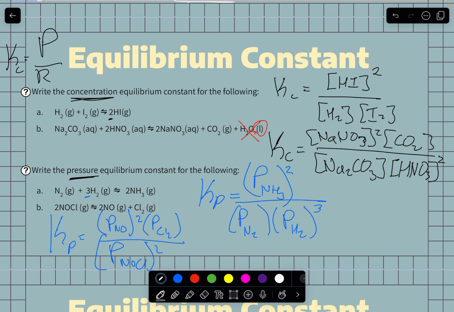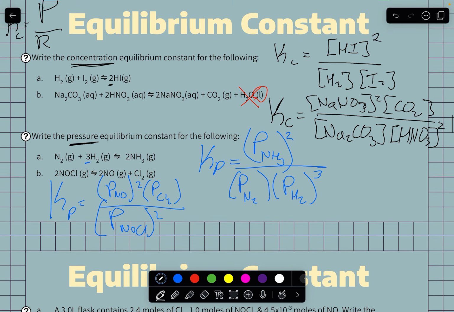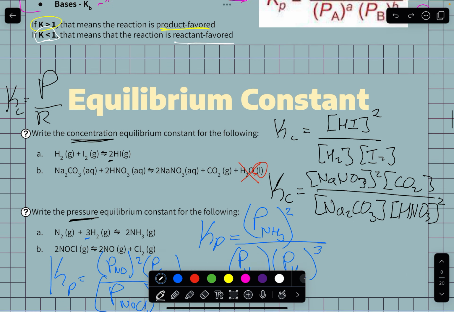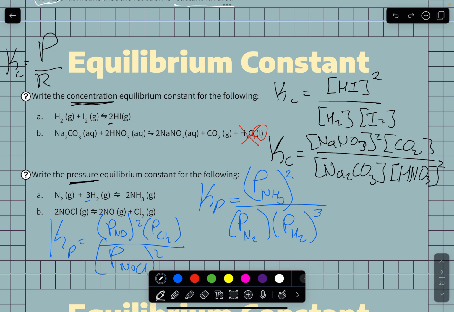Okay, so this part should be pretty simple. Just products divided by reactants, the coefficient is the exponent. And remember, this is the same thing for any of those equilibrium constants. Products divided by reactants, coefficient is the exponent, don't include liquids or solids.